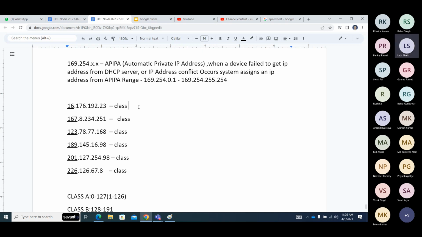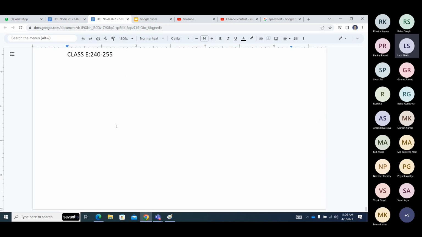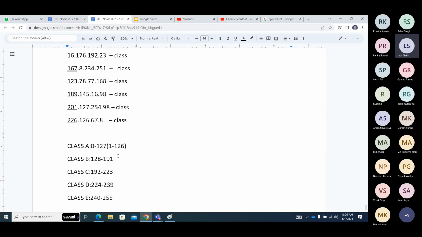Before we continue, this is class A 0 to 127, class B 128 to 191, class C 192 to 223, class D 224 to 239, class E 240 to 255. So how to remember the ranges? I told about OSI layers, I told about IP addresses, I told about devices. How to remember all these things for an interview, guys?